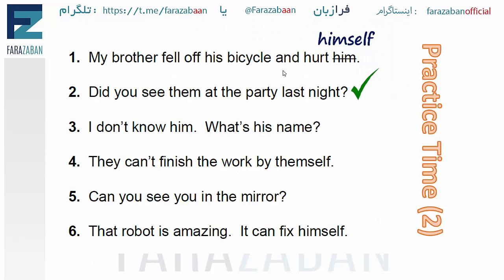There's another one. In exercise number 2 you can see 6 sentences. Read them one by one. If they're correct, just tick them. If they have a mistake, find the mistake and correct it. Look at the first one. My brother fell off his bicycle and hurt himself. Okay? Because the subject and the object are just referring to one person. They're the same person. My brother, him. Himself. Sorry, himself. Okay? Now, number 2 is correct.